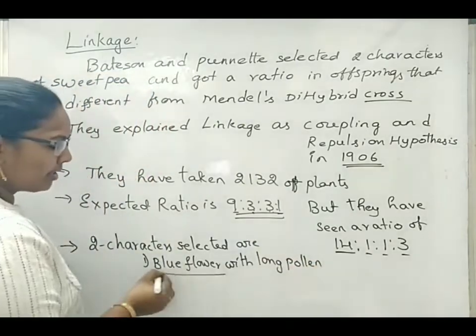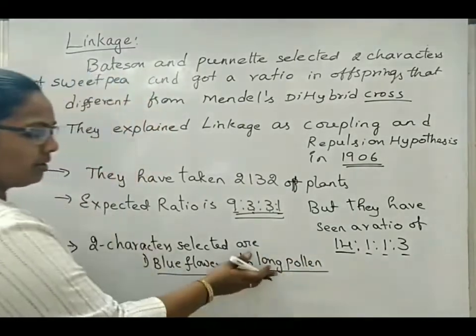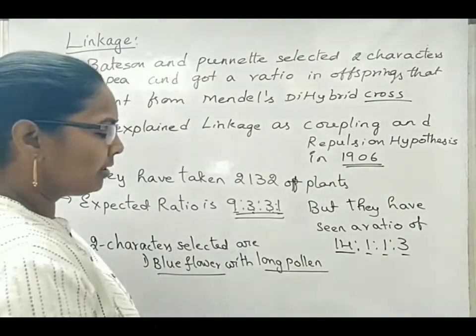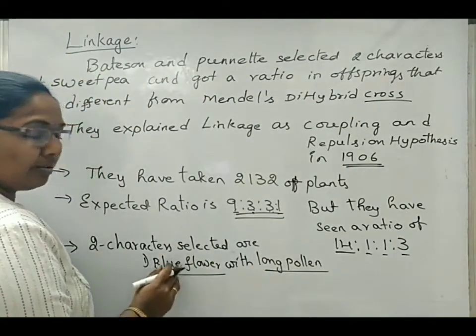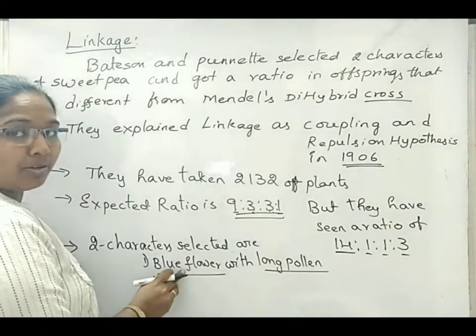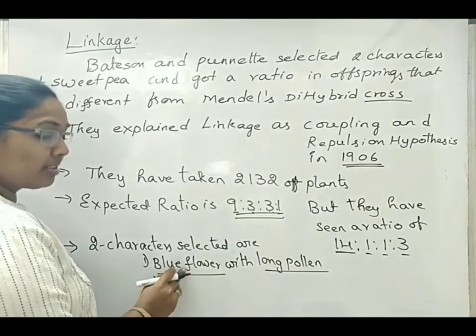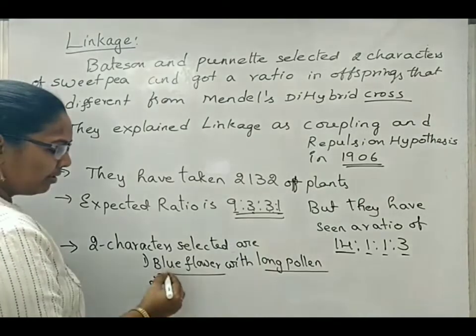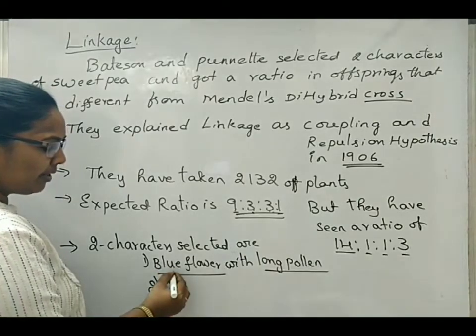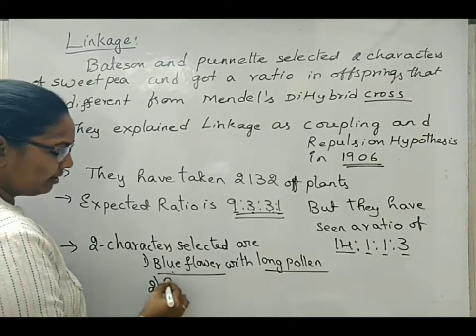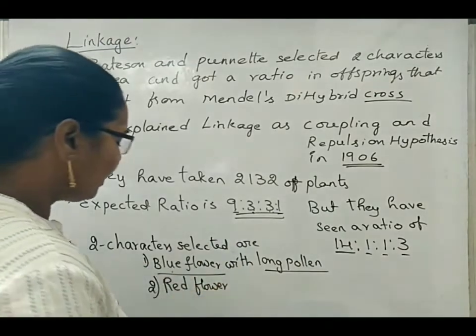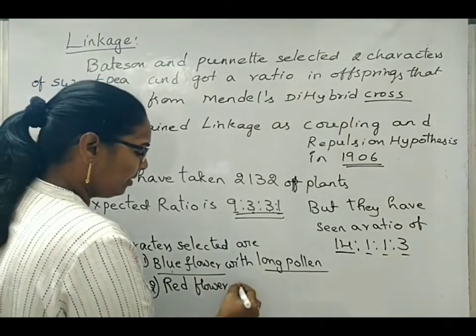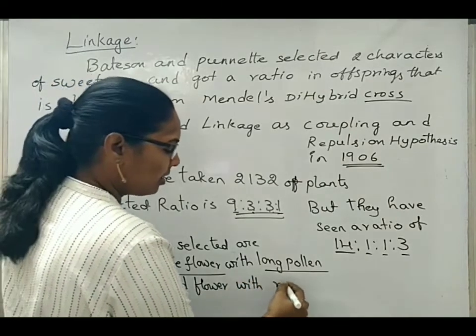So this is one character. According to the morphology of pollen grain, this is another character. So we also know there will be some contrasting features. The contrasting traits are, if blue color flower is considered as dominant, then red color flower will be considered as recessive one, with round pollen.